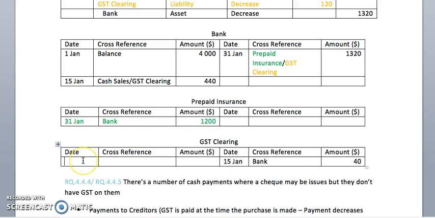$1,200. GST clearing, bank is the other side of this debit, the credit. So the total of these two add to the amount on this side. So our debits and our credits are equal.